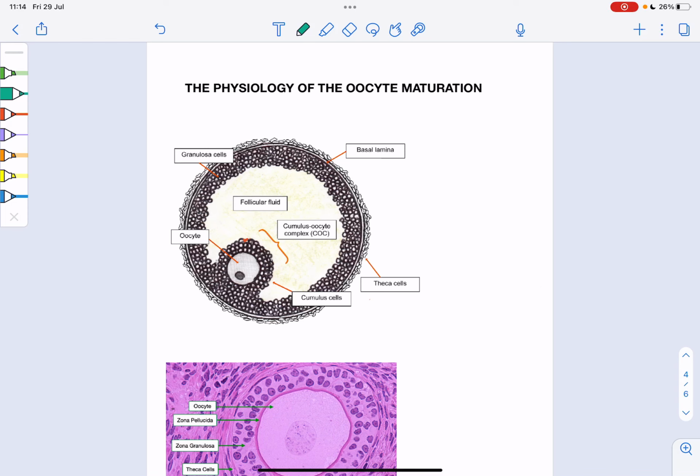Hi, welcome to this video where we're going to be considering the physiology of the oocyte maturation as well as the pathophysiology behind polycystic ovarian syndrome. So to understand PCOS, which is polycystic ovarian syndrome, first we will need to understand how the oocyte matures, and specifically I'm approaching this from the onset of hormonal interventions or hormonal control of the oocyte.